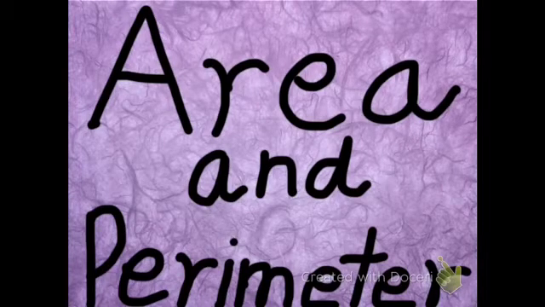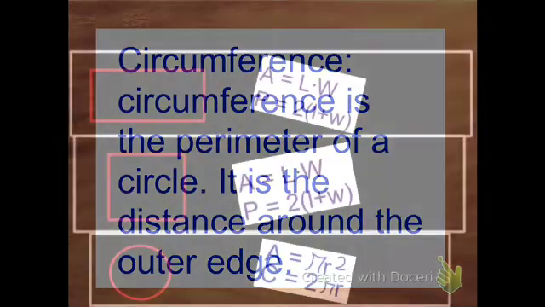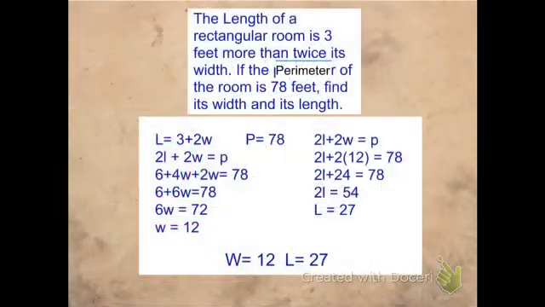Today we're going to learn about area and perimeter. These are the definitions of things we're going to learn today. These are the formulas. Okay, so our first topic is perimeter.